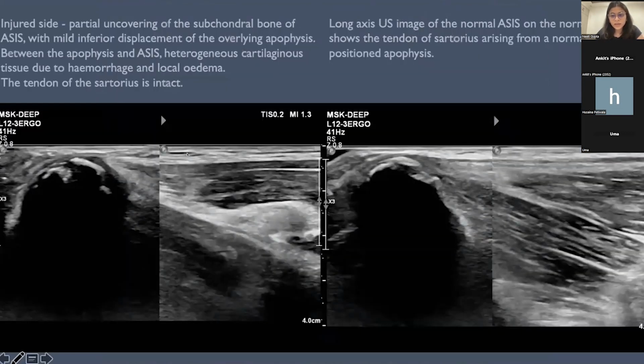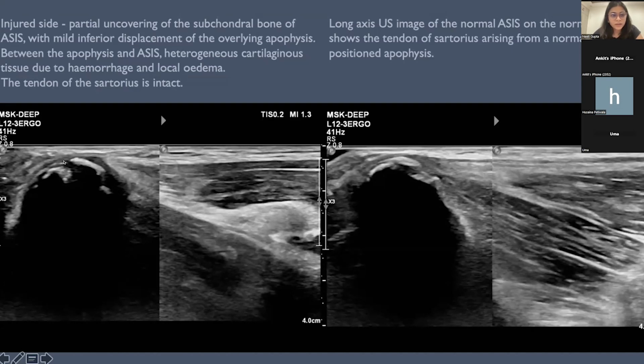So proceeding to the ultrasound images, this is the affected side, the side that she had pain, and this was the contralateral side for comparison. So these are long axis views over the anterior superior iliac spine. What we see here, so remember that it was a 14-year-old girl, so her skeleton is still immature. And what we see here, the curvilinear echogenic structure is the apophysis of the anterior superior iliac spine. And the underlying structure is the subchondral bone.